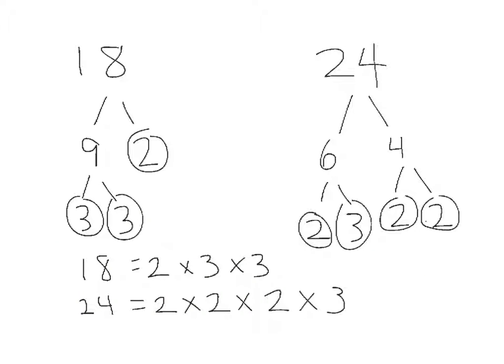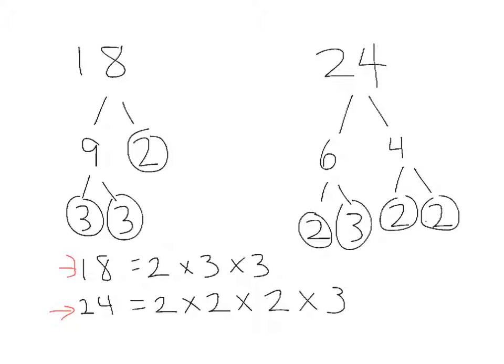So one more here. What we have here is 18 and 24, and we're trying to figure out the greatest common factor of both of those numbers. So if you look here, again, 18 is going to be 2 times 3 times 3. 24 is going to be 2 times 2 times 2 times 3.